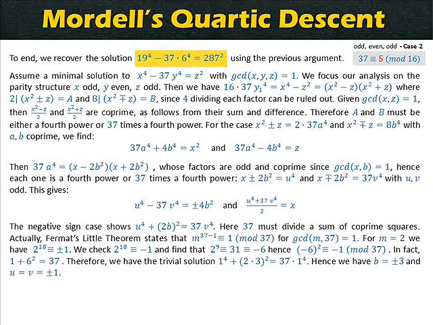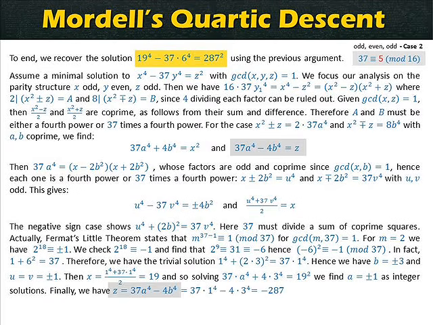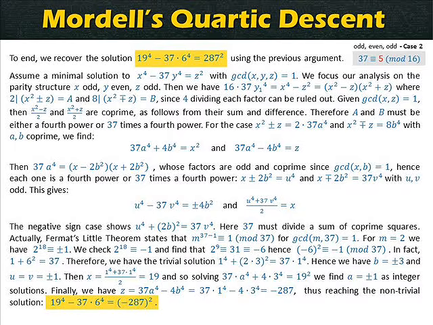Hence, we have that b equals plus minus 3, and u equals v, which equals plus minus 1. Then we substitute these values in the previous equations. X equals 19. We plug that into the first equation. Solving this equation, we find that a equals plus minus 1 as their integer solutions. Finally, we have that z equals minus 287, thus reaching the non-trivial solution. 19 raised to the fourth minus 37 times 6 raised to the fourth equals the square of 287.